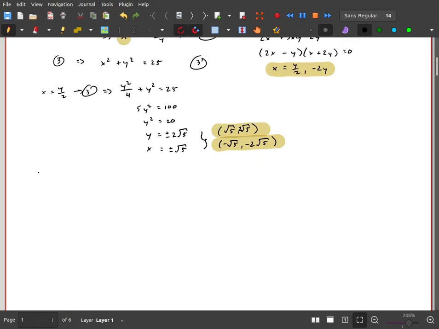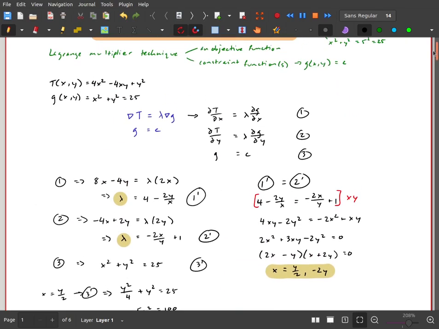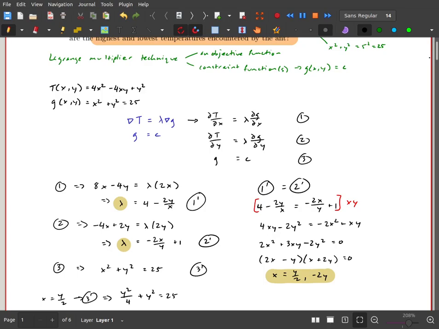Then let's look at the case where x is equal to minus 2y. What I'm doing right now is finding the values of x and y that correspond to the critical point. Because the Lagrange multiplier technique gives us the critical point or critical points of our objective function subject to our constraint, which means that these are either the minimum or the maximum of our temperature function, given that it's along the path of the circle.